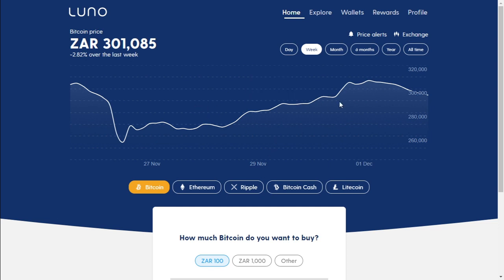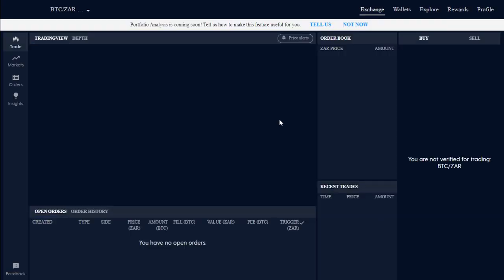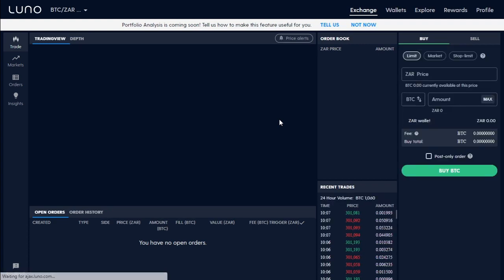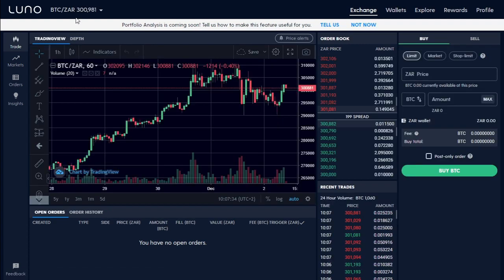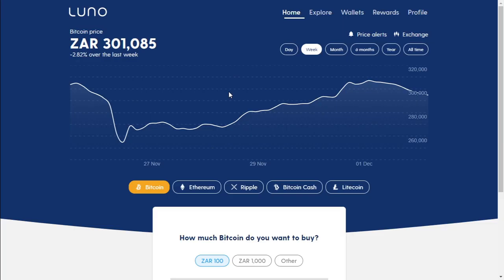Once your Bitcoin has been transferred, you can click on exchange. Currently, Bitcoin is trading at 300,000 Rand per Bitcoin. Please note that this is not financial advice. This is just steps on how to transfer Bitcoin from NICEHASH to Luno.